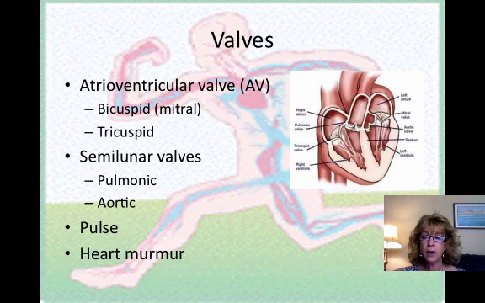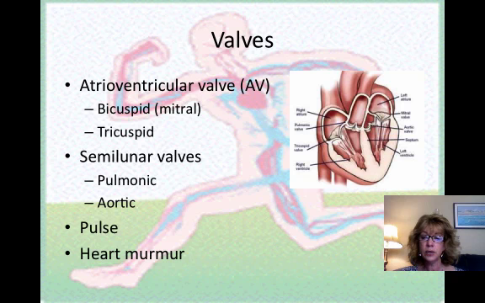The semilunar valves are located at the two exits of the heart. The aorta leaves the left ventricle, and the pulmonary artery leaves the right ventricle. The semilunar valves are forced open by ventricular contractions. When the ventricle relaxes, blood flows back and closes the valve. The two types of semilunar valves are the pulmonic and the aortic valves.